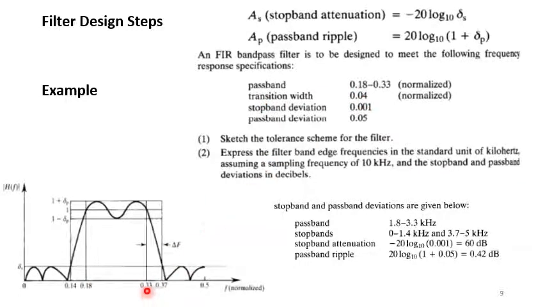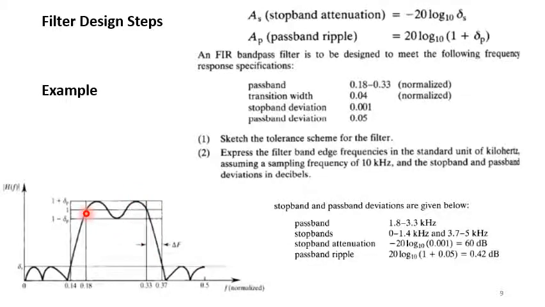So from 0.33 plus 0.04 will result in 0.37. From 0.37 onwards we'll have the stop band. Similarly, at 0.18, if we subtract 0.04 from it, we get 0.14. Now this is the transition band. We want to have this transition band as small as possible, because if the transition band comes to 0, that means we are near the ideal response. So that's the graph for this one.